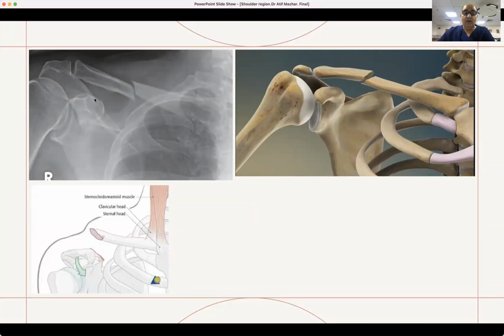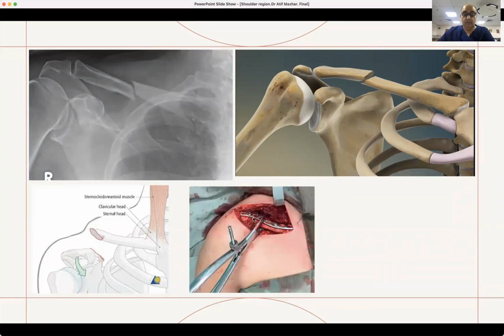The reason is that at the bottom, it is well anchored with two of my ligaments, which we have talked about. These ligaments were the trapezoid and the conoid, and they are well anchored. Now, after this, what can happen? If it's that much displaced, then we have to opt for an option where we can go for a surgery.